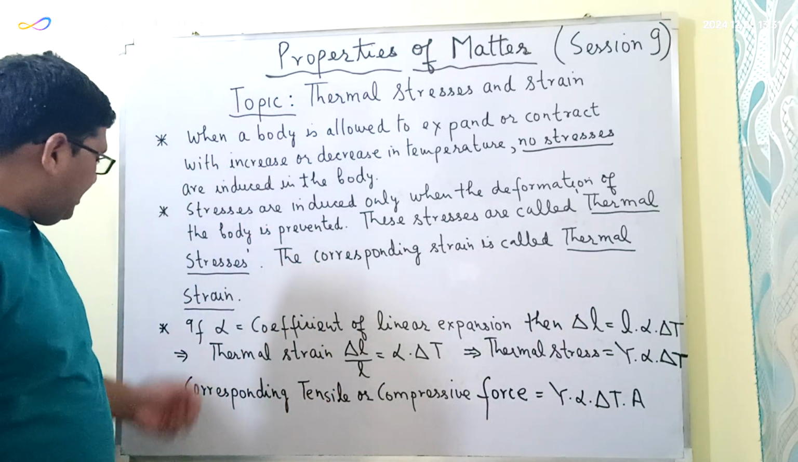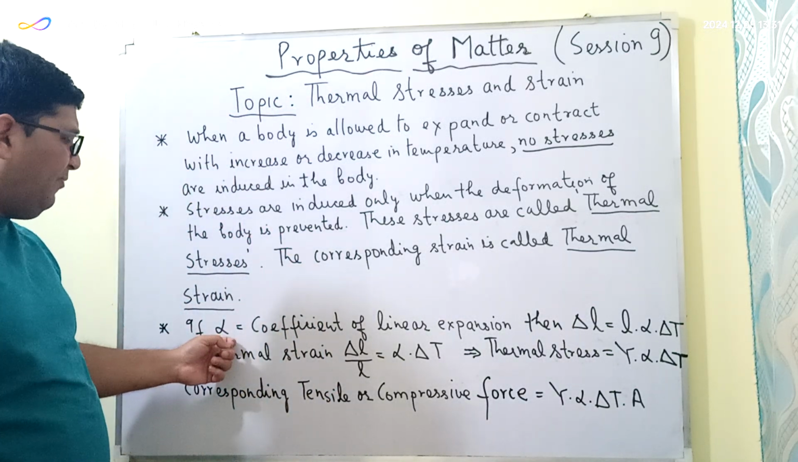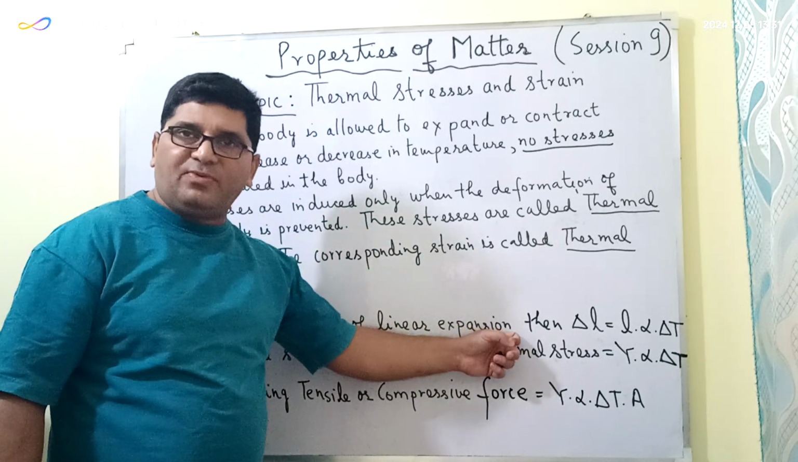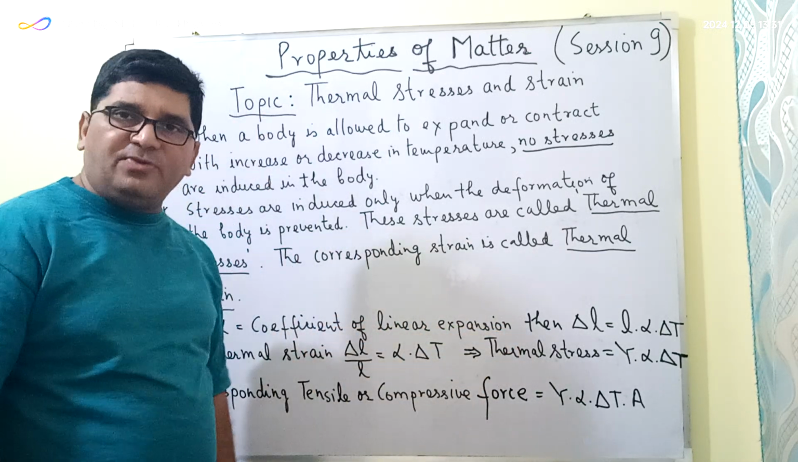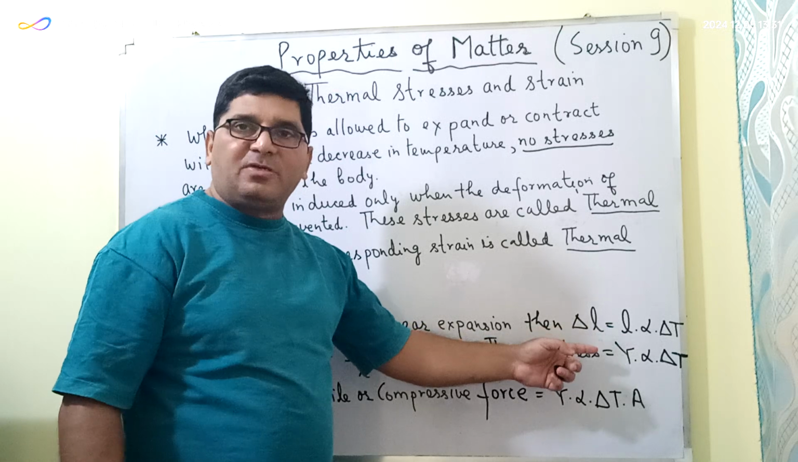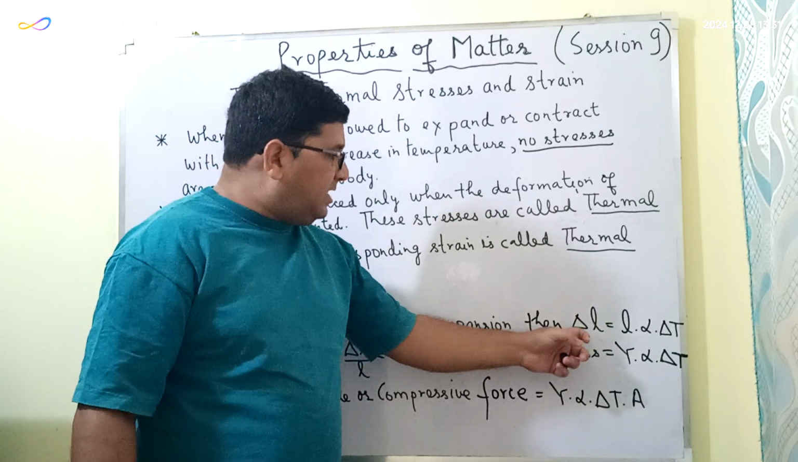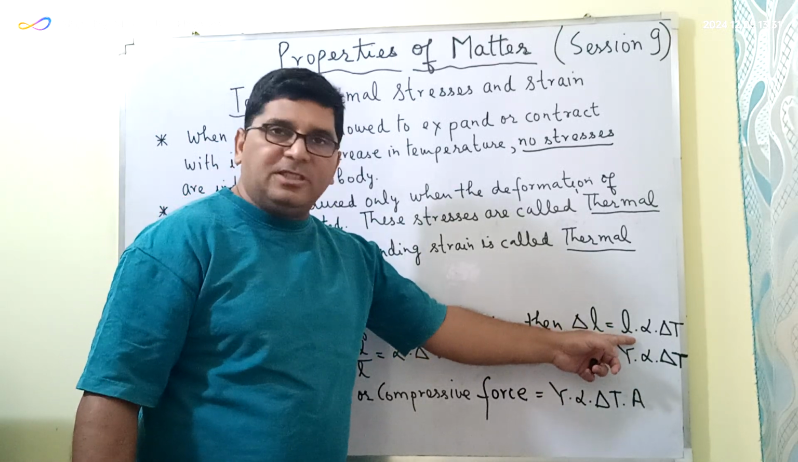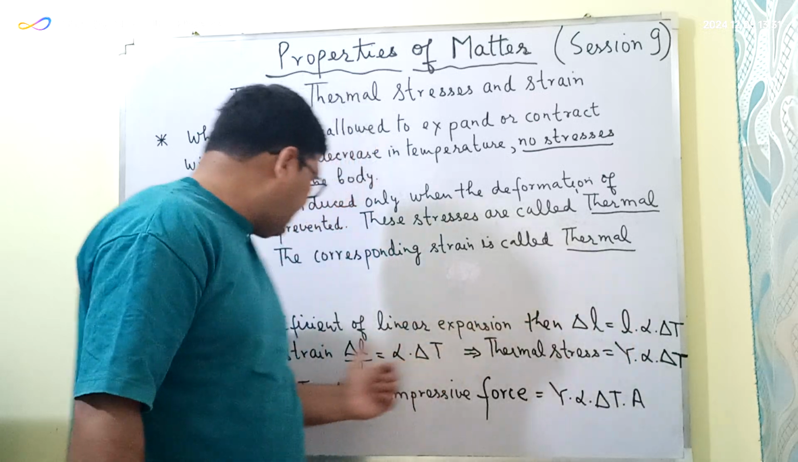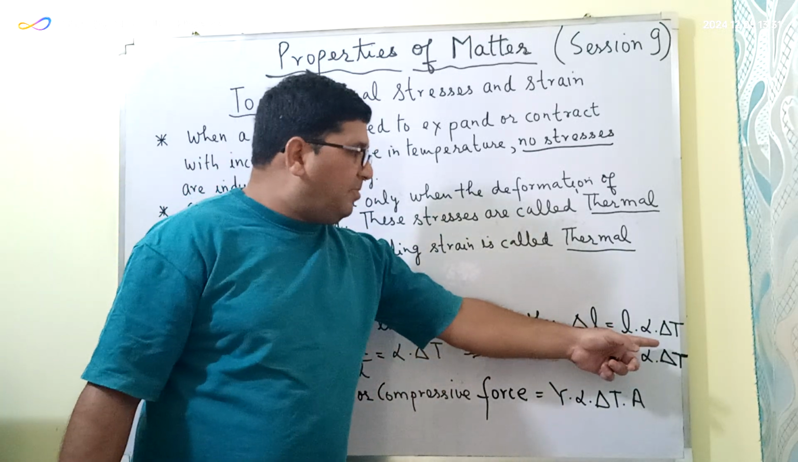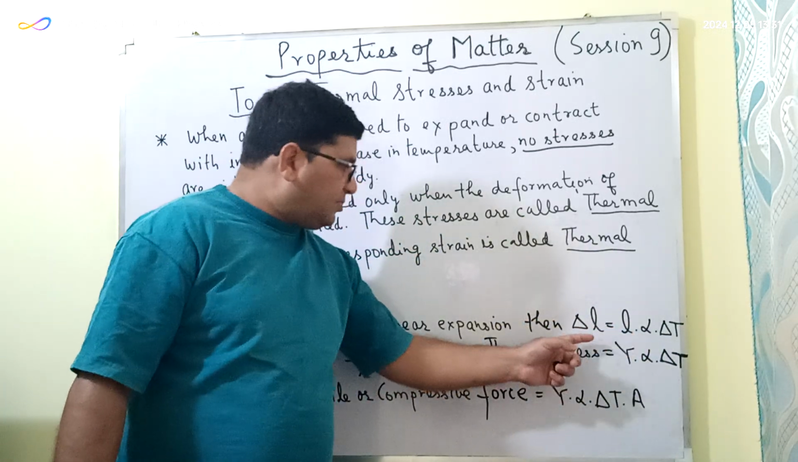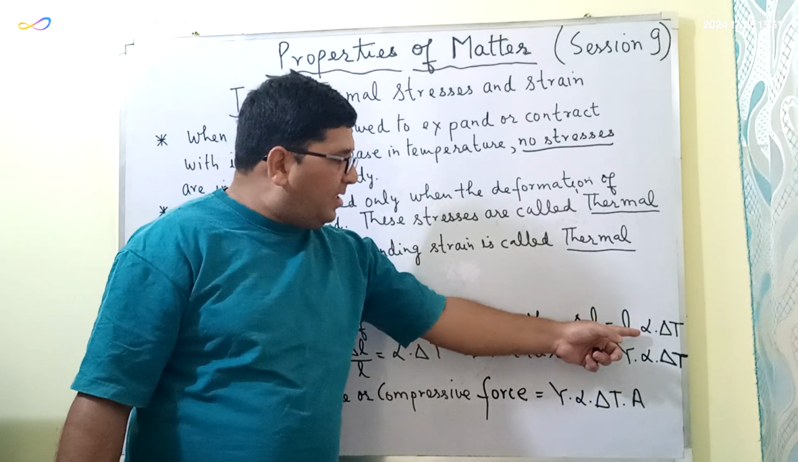Now the third point is that if alpha is the coefficient of linear expansion of a body, then, as we have already studied in the chapter of heat and thermodynamics, the change in length will be equal to the original length multiplied by the coefficient of linear expansion multiplied by the change in temperature. So delta L will be equal to L into alpha into delta T.